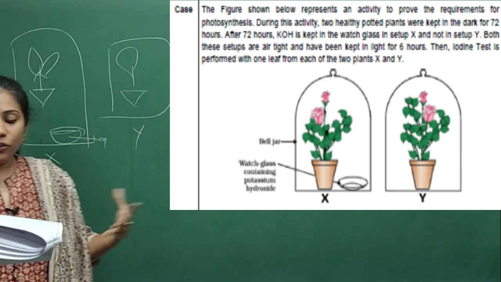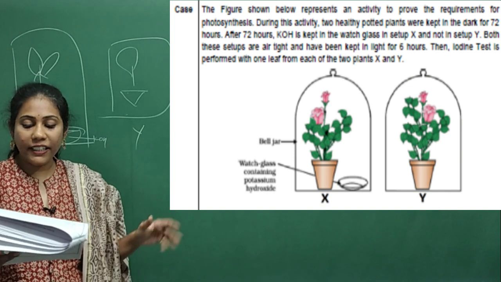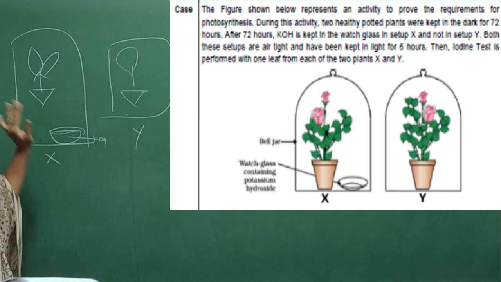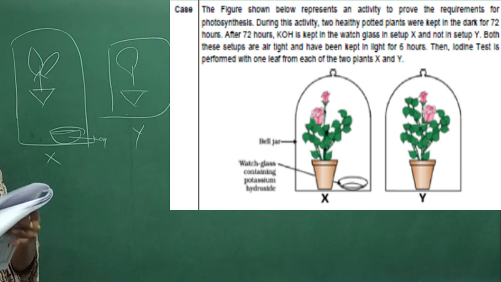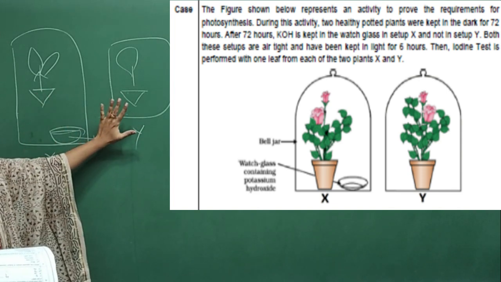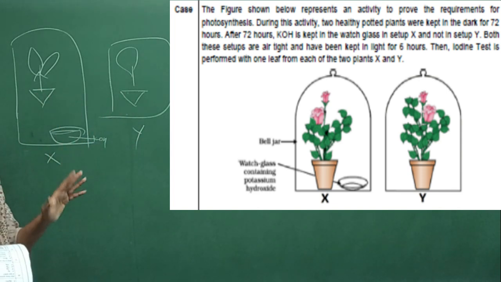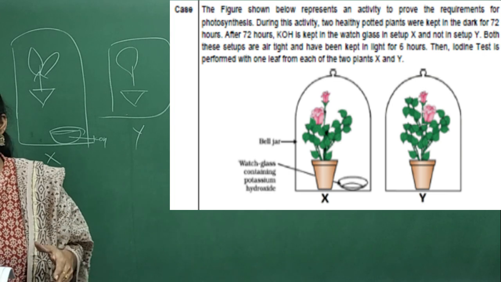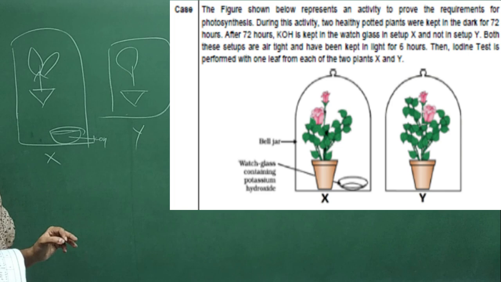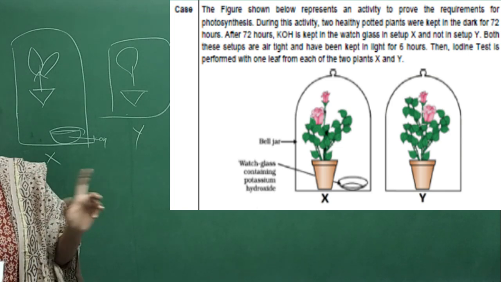So you can read it here. During this activity, 2 healthy potted plants were kept in dark for 72 hours. After 72 hours, KOH is kept in a watch glass in setup X and not in setup Y. Both these setups are airtight and have been kept in light for 6 hours. Then the iodine test is performed with 1 leaf from each of the 2 plants X and Y.